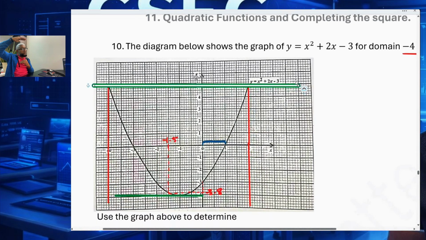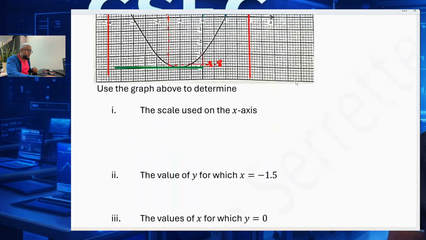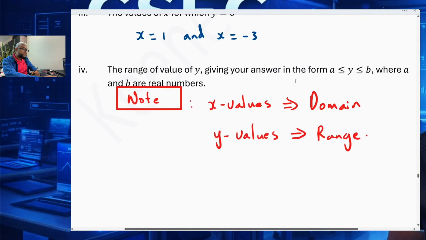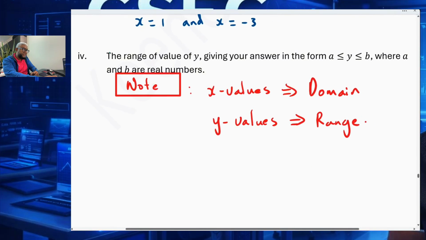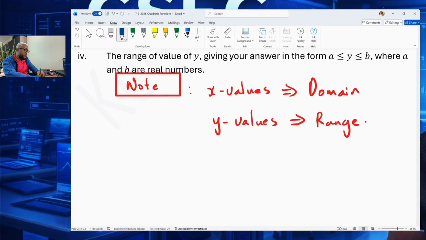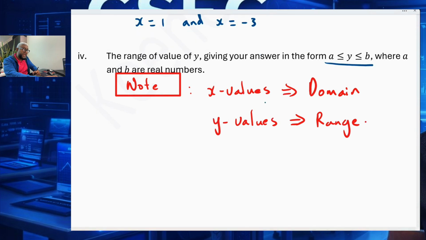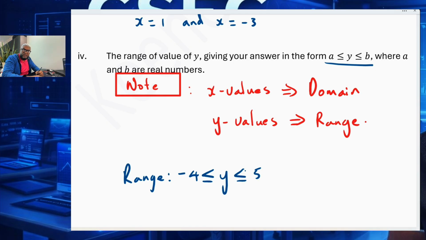So my y value starts at negative 4 because you always put the lesser number first, and it goes straight up to 5. So that's how we write our range underneath here. What was the lowest value of y? Negative 4. So my range would be negative 4 less than or equal to y less than or equal to, what was the highest one? 5.